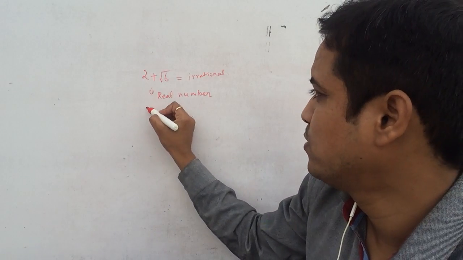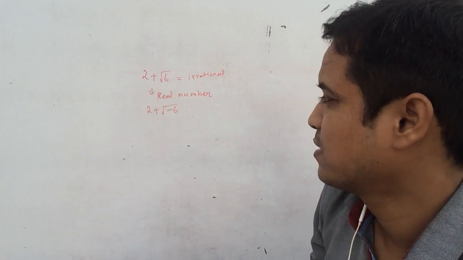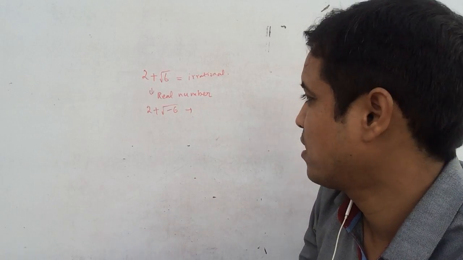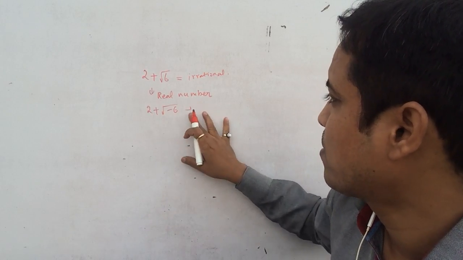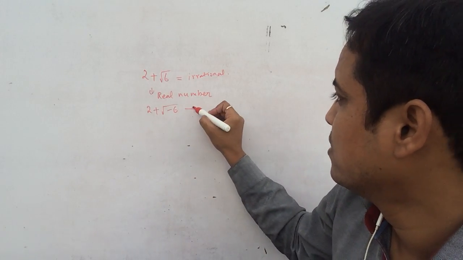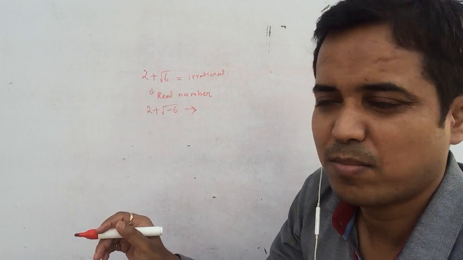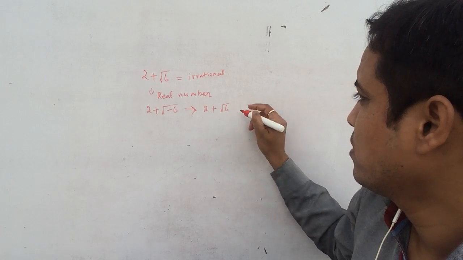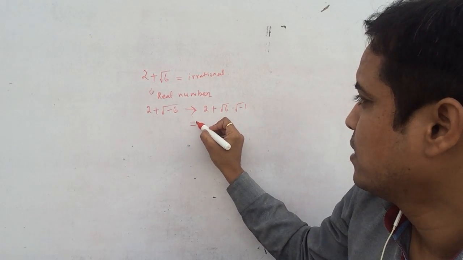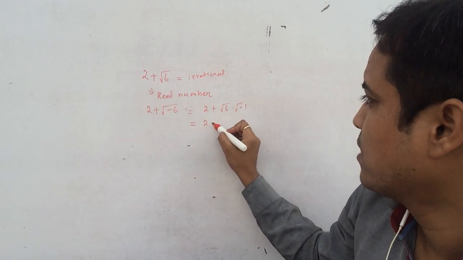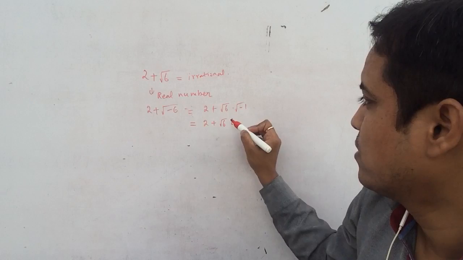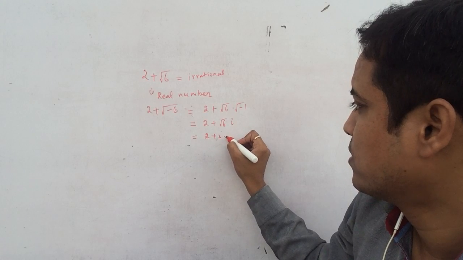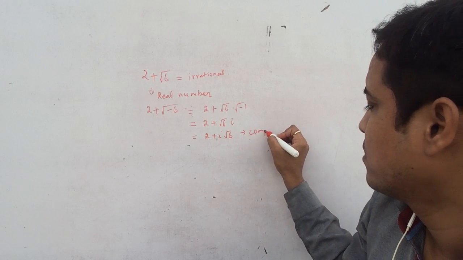But what about 2 plus root minus 6? What would it be? Is it a real number? We can say that no, it is not a real number. Mathematicians gave this number the name complex number. How? You can write it as 2 plus root 6 into root minus 1, and this root minus 1 can be written as iota. The correct form is 2 plus iota root 6. So it is a complex number.